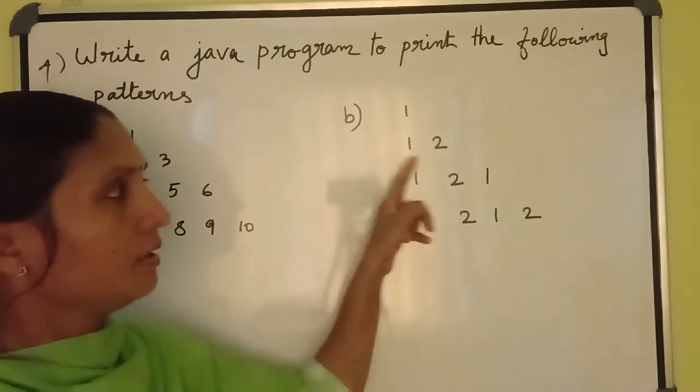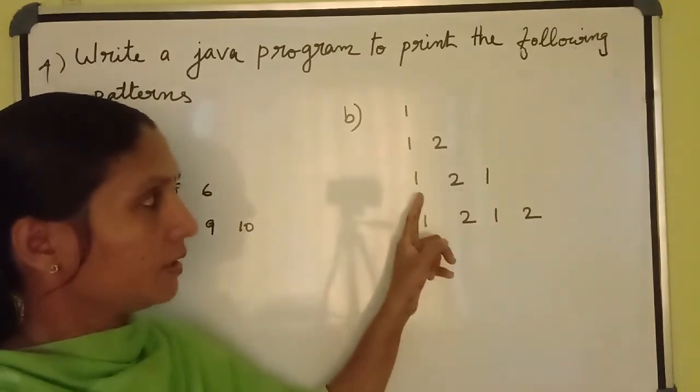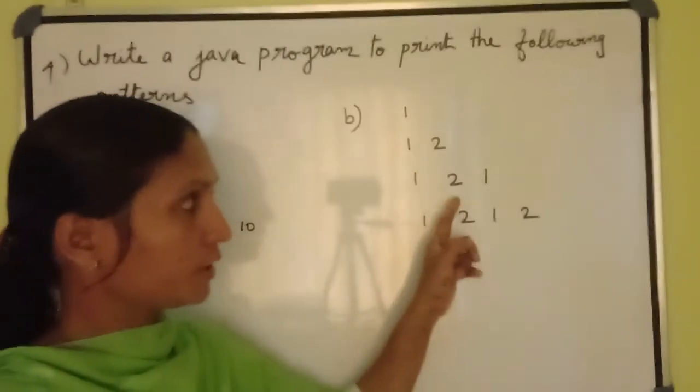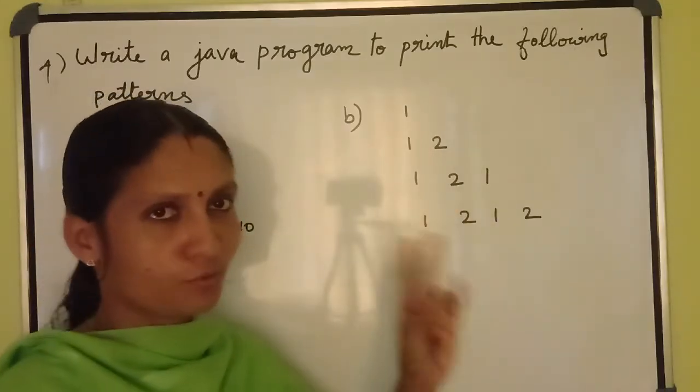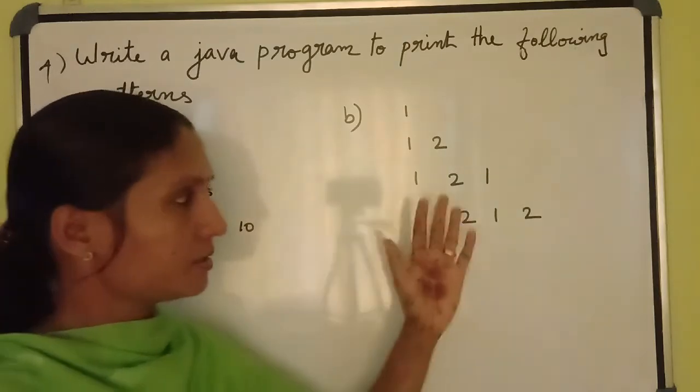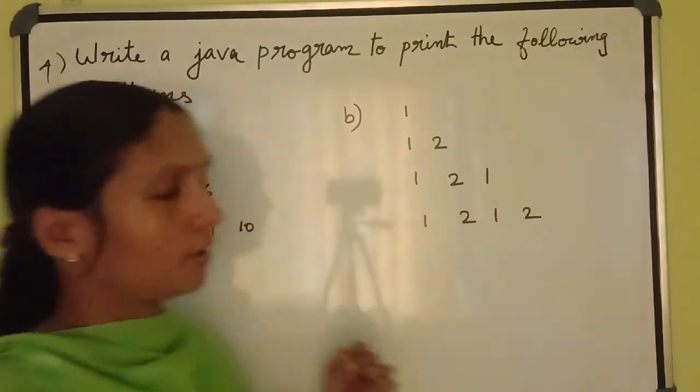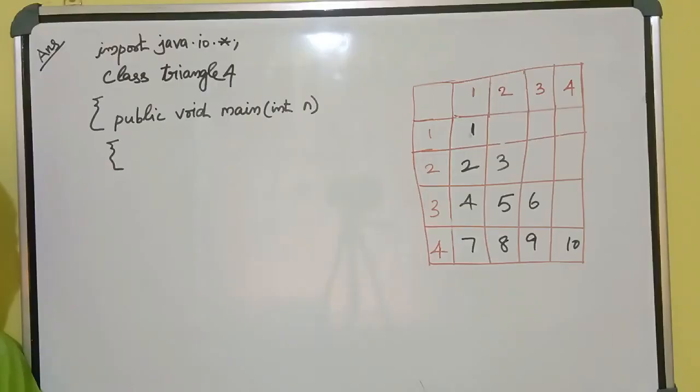In the next row 1 2, in the next row 1 2 1, and in the last one 1 2 1 2. The same elements, only two elements, 1 and 2, but it is different in each column. Okay children, shall we do the first question?